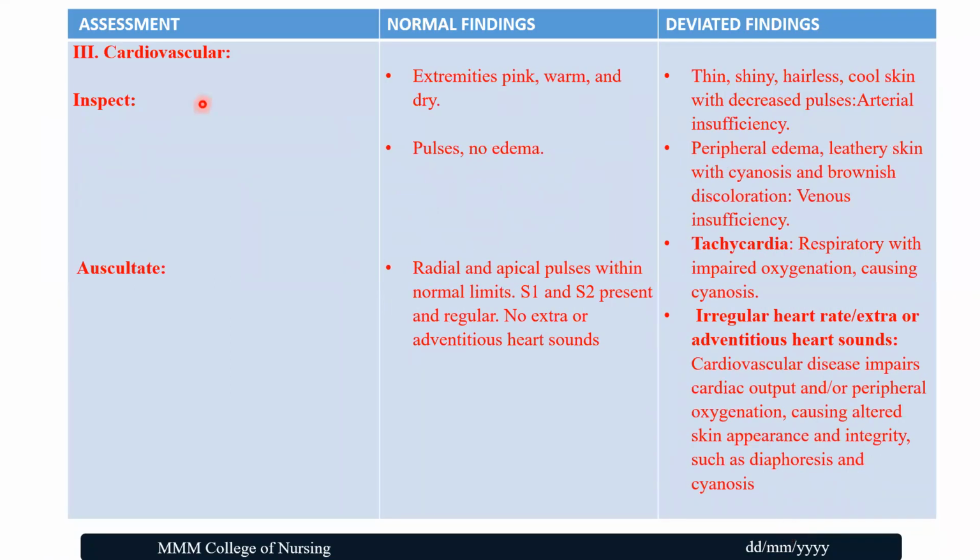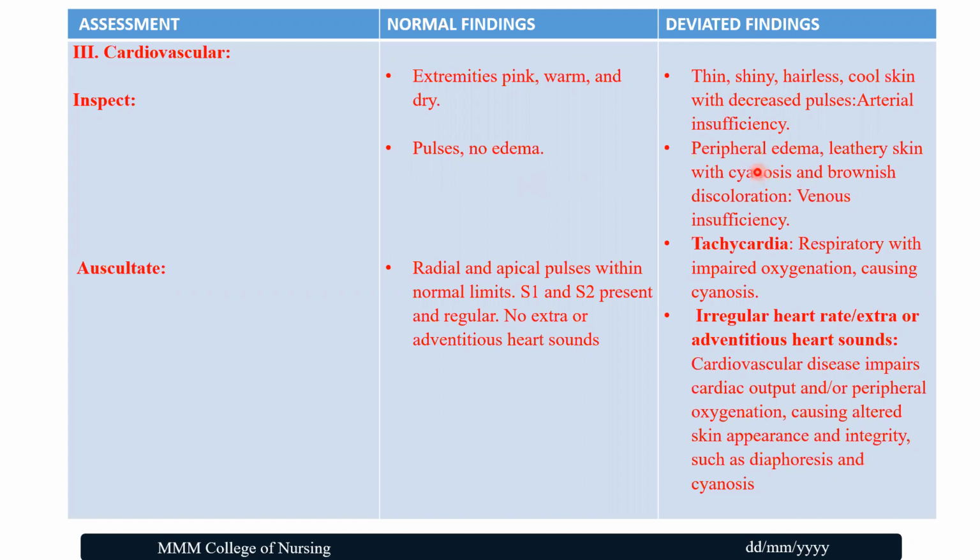Moving on to the cardiovascular system. First thing you should inspect is the extremities, whether they are pink in color, warm, and dry. If not, the deviated findings are thin, shiny, hairless, cool skin with decreased pulses. Arterial insufficiency is the underlying pathology. So with normal findings, pulses present, no edema would be there.